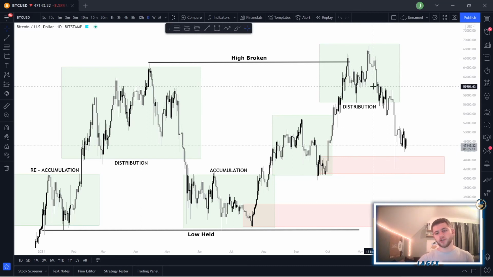Regardless, without waffling on too long, I hope you guys have enjoyed this. I hope you now understand what the Wyckoff price cycles are. If not, go online, search it up, do some more research.